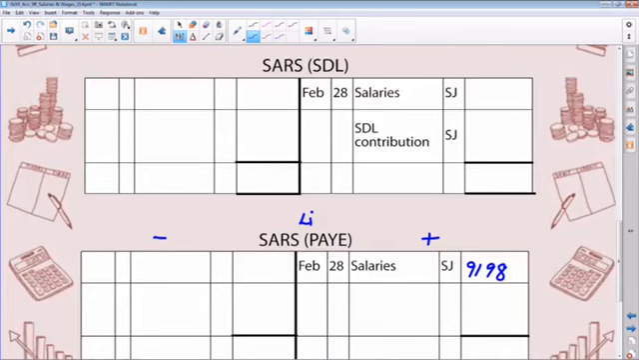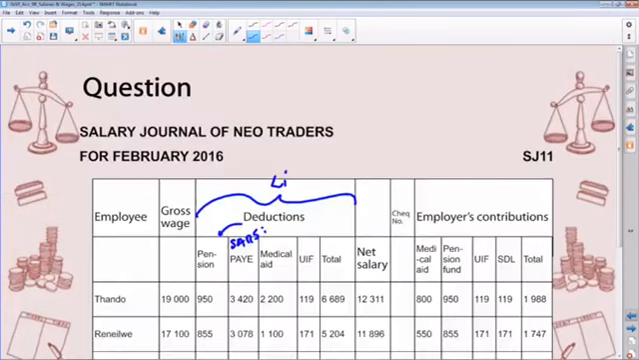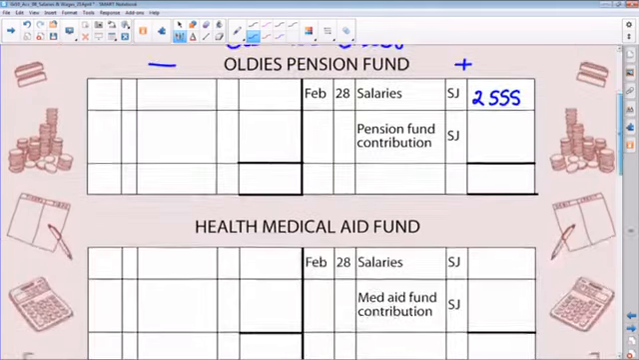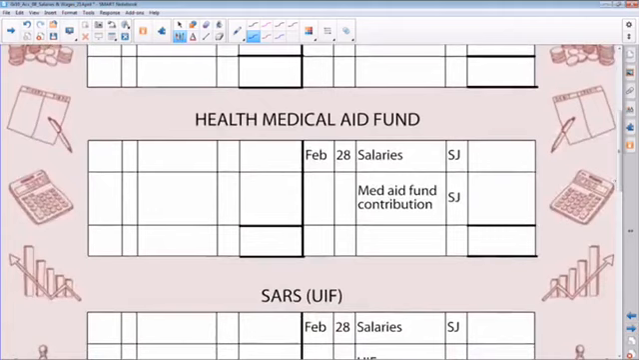Now let's go and look at the next column. Your next column again. Medical aid. What was your deduction for medical aid? You deducted 4,400 rand from your employees, and that 4,400 now needs to go to your medical aid T account. Now let's go and create it. There's your health medical aid. That's your name, 4,400, and you will see it's on the credit side because this 4,400 is now owed to the medical aid fund because you took it from your workers and now you owe that money to the medical aid.